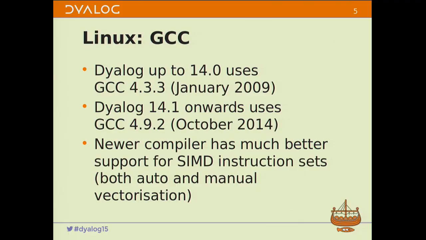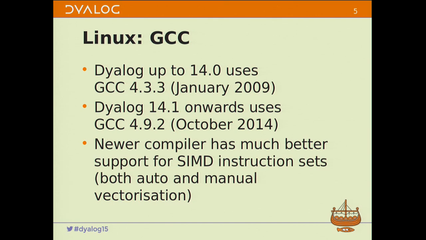On Linux, slightly more interesting because we're upgrading from a 6-year-old compiler, and because the compiler we use, GCC, the rate of change in GCC is very large because it's an open source project. There are hundreds of developers from a whole bunch of different companies working on it constantly, so you get a lot more sort of churn in the capabilities of the compiler.